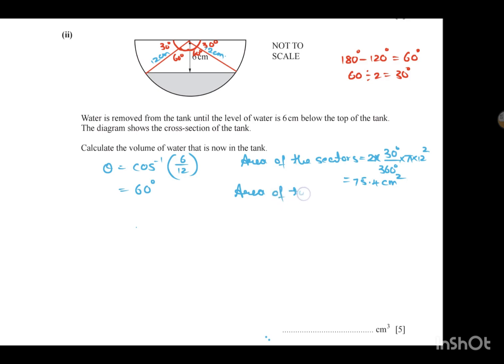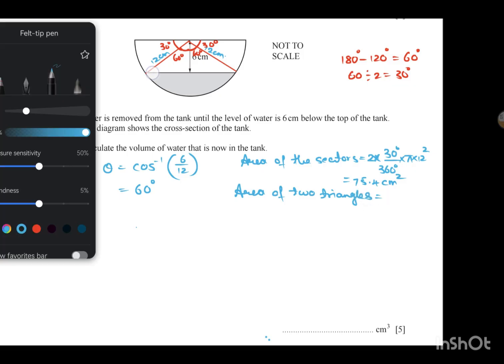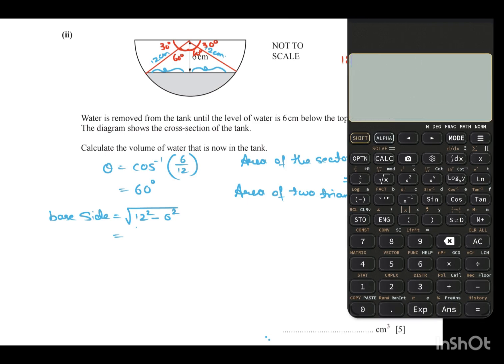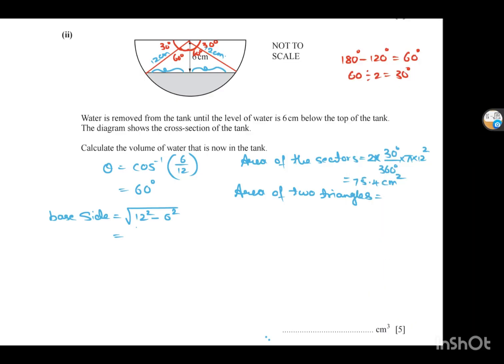Then we'll find out the area of two triangles. Now to find the area of triangles, they are right triangles. So let us also find out these two sides by using the Pythagoras theorem. Base side is equal to square root of 12 square minus 6 square, which will be 10.392, which is 10.4 centimeters.